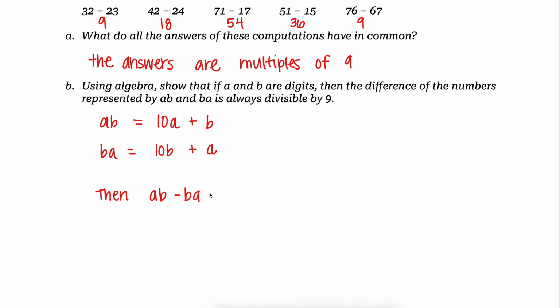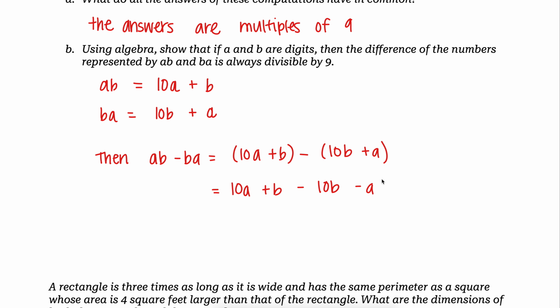So AB minus BA is equal to 10A plus B minus 10B plus A, just writing them in expanded form. So that's 10A plus B minus 10B minus A, distributing the negative throughout that second parenthesis. So now combining like terms, 10A minus 1A is going to be 9A. B minus 10B is going to be negative 9B. So you could rewrite this as 9 times A minus B, just factoring out the 9.